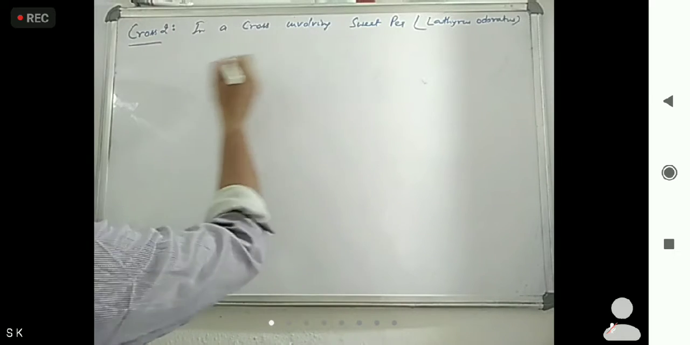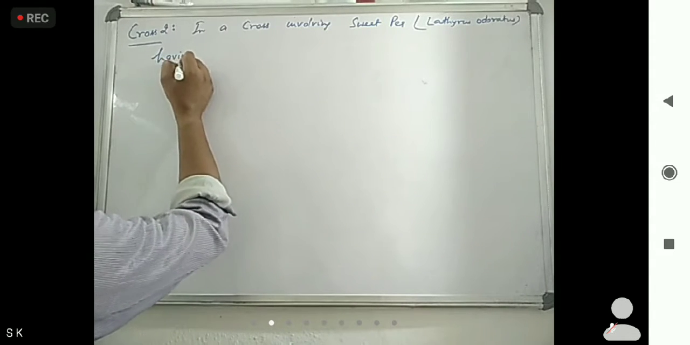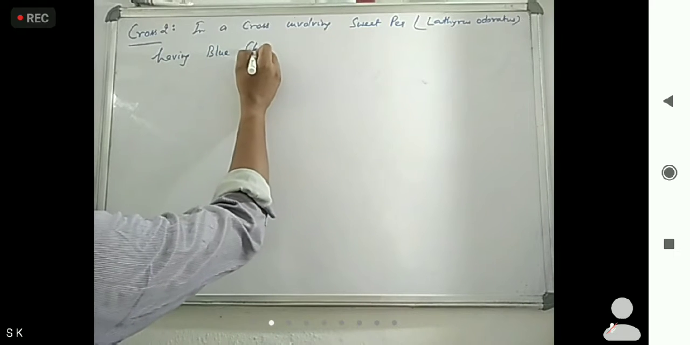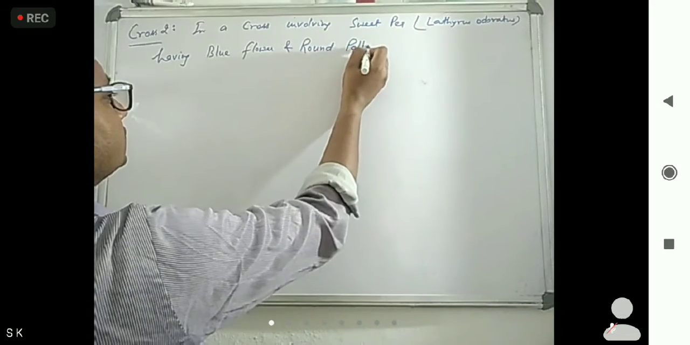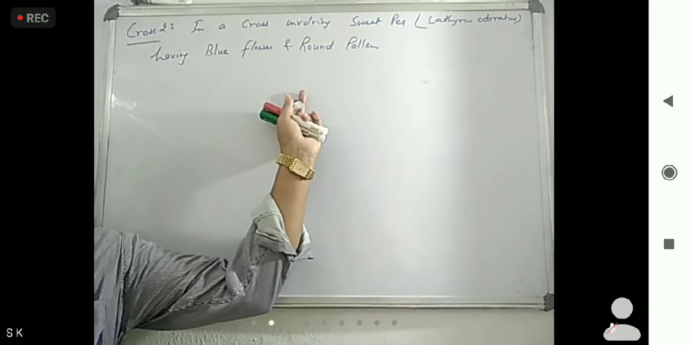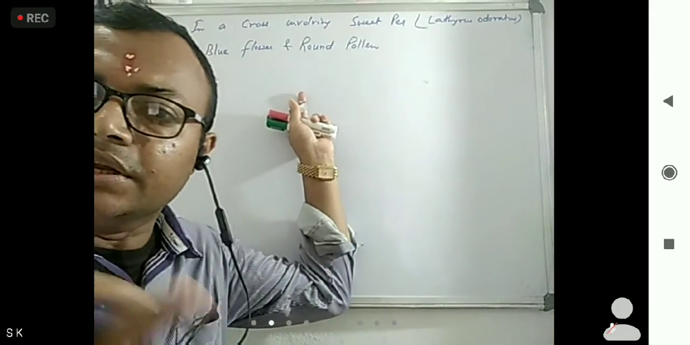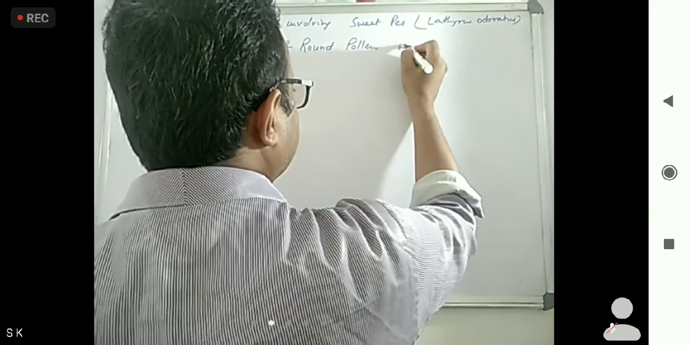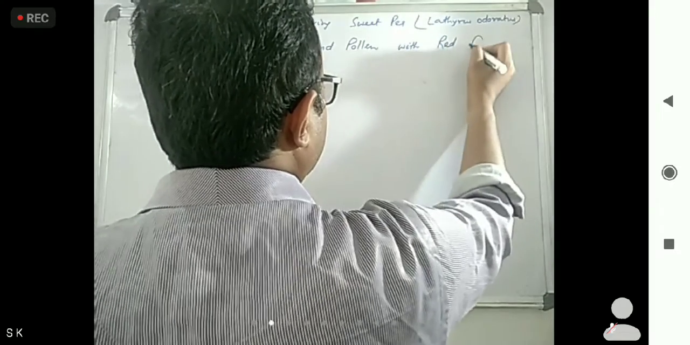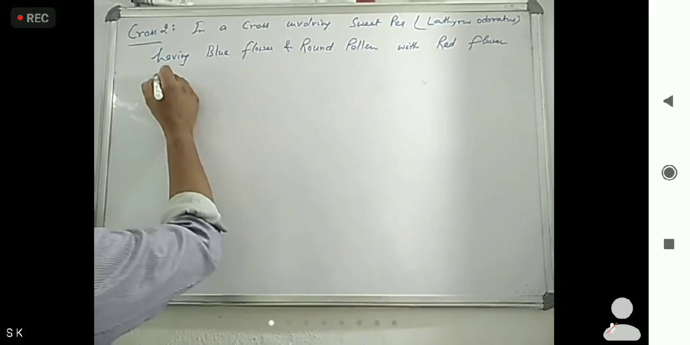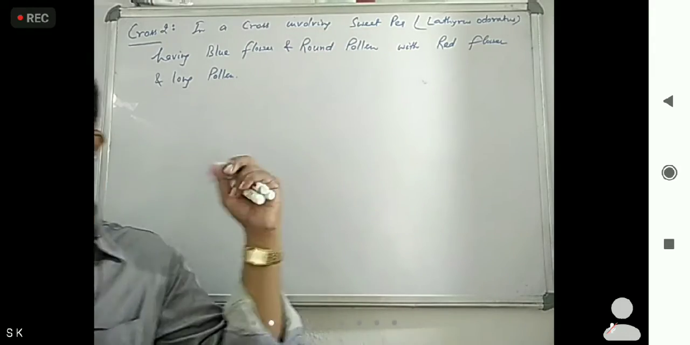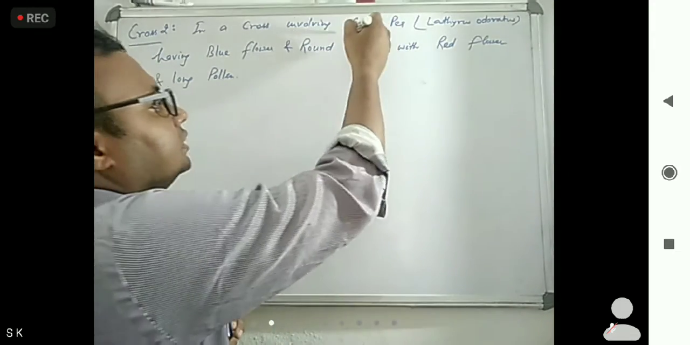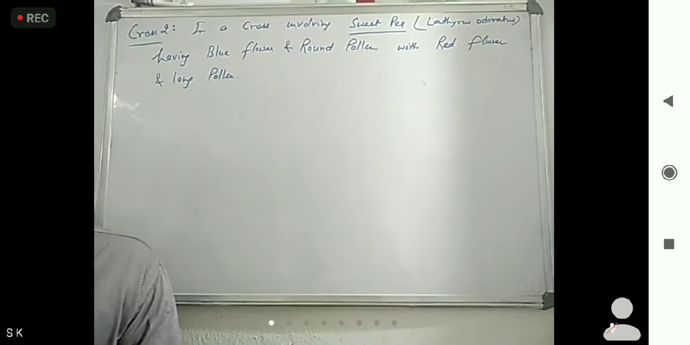So what he chose: blue flower and round pollen, along with red flower and long pollen. So this cross he made in the same sweet pea, Lathyrus odoratus. Then what result he got, that we have to see.